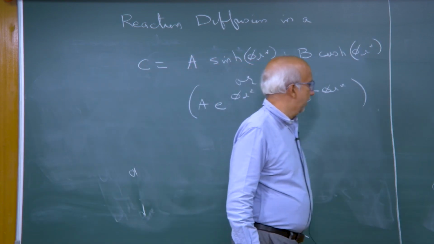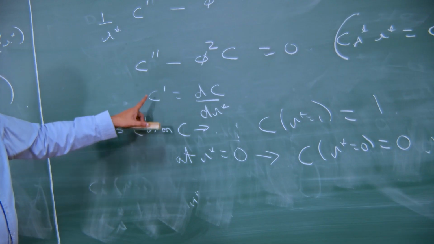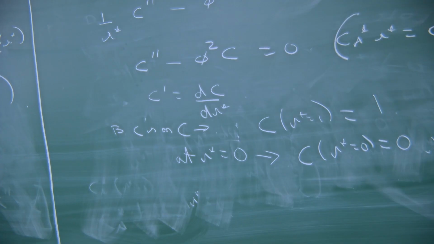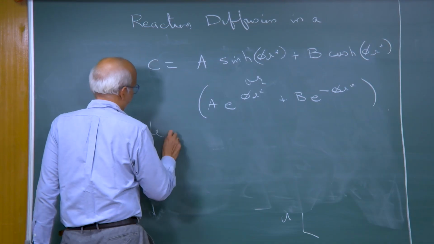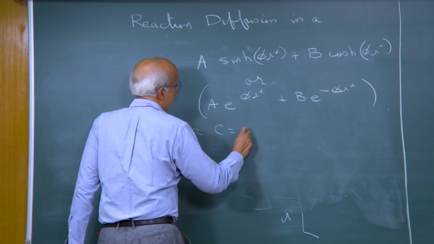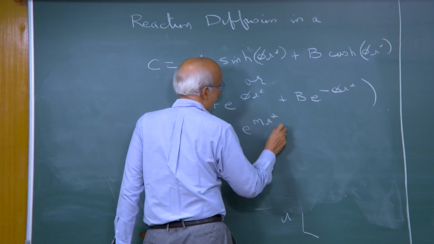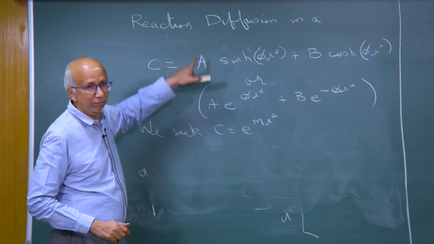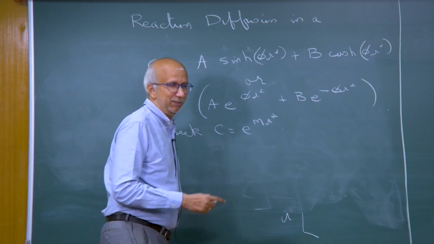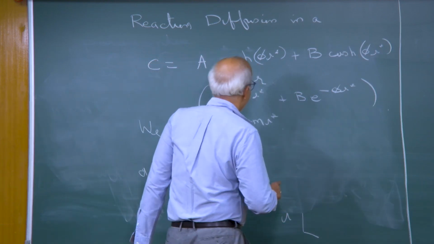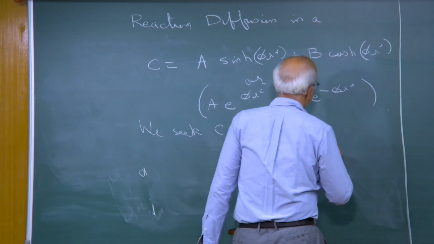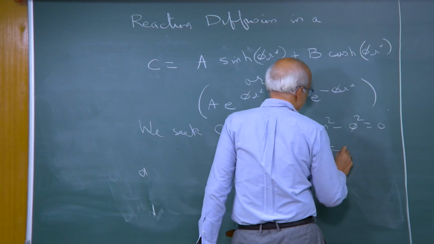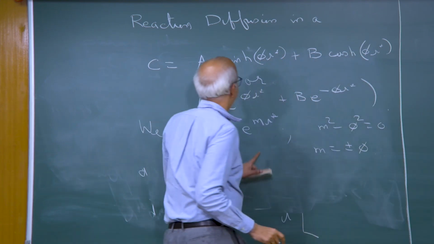How do I get that? Basically, what am I doing? You can look for solutions. I think I jumped one step. You can look for solutions of the form. So, we seek C as e power m r star. Okay. Hey, this should be at the beginning. We seek e power m r star, the same as what we did in Cartesian coordinates. And then you substitute this here, you get m squared minus phi squared equal to 0. So, m equals plus or minus phi. So, that is what I put.